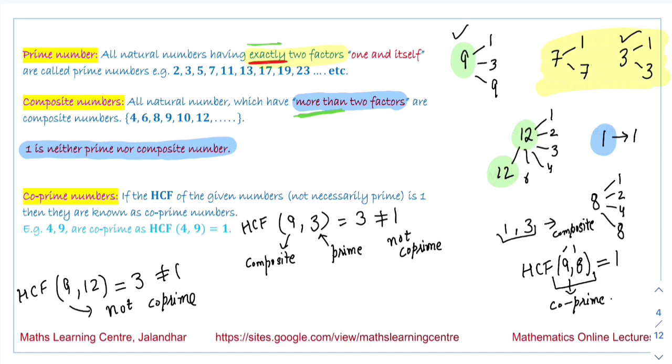Suppose I am talking about the numbers 7 and 3. Their HCF is 1. So 7 and 3 are co-prime. So co-prime, when we are talking about two numbers, we are taking a pair of numbers, and if their HCF is 1, then we say that those two numbers are co-primes.